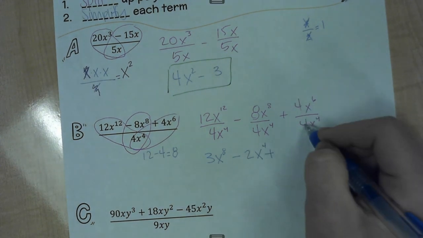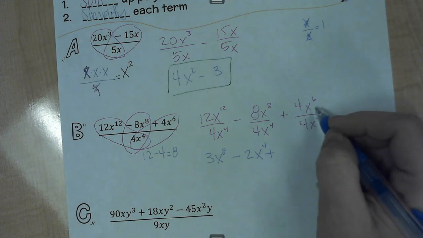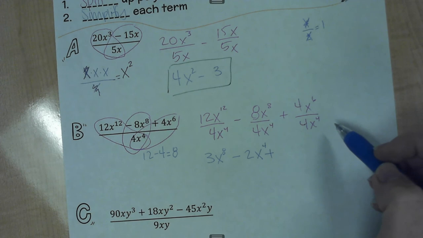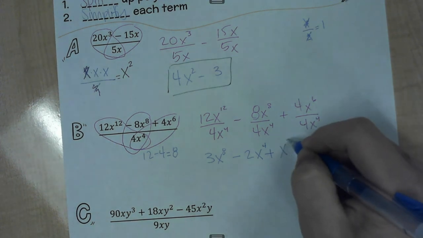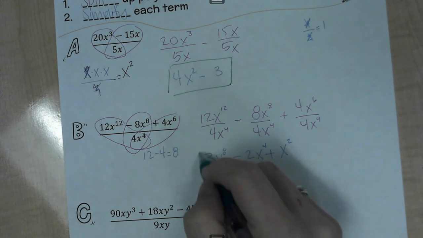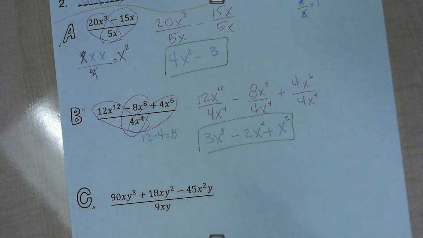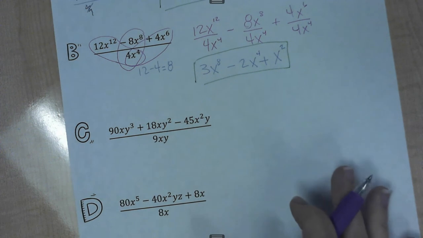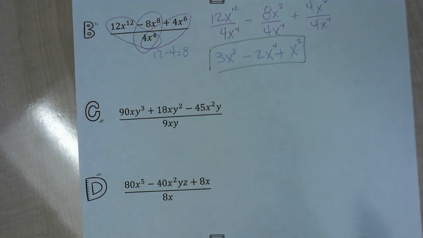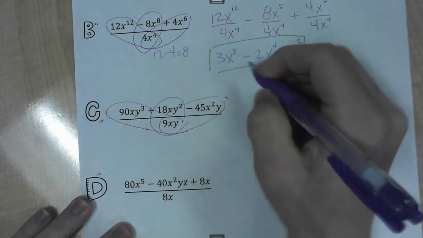Plus 4 divided by 4 gives me 1. I don't have to write that 1. X is 6 minus 4 is 2. X's on top are bigger, so it stays on top. This is one of our easier ways of dividing our polynomials. Let's do C, just because we have different variables, but it's going to work the same. We're still going to split these up.